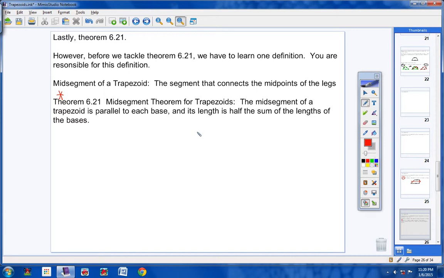The mid-segment of a trapezoid is parallel to each base, and its length is half the sum of the lengths of the bases. Alright, now take some really good notes, please. Here's a trapezoid, okay? Here's the mid-segment right here.